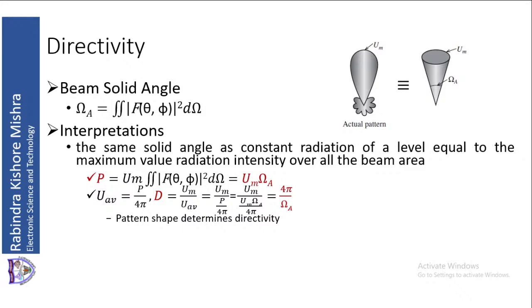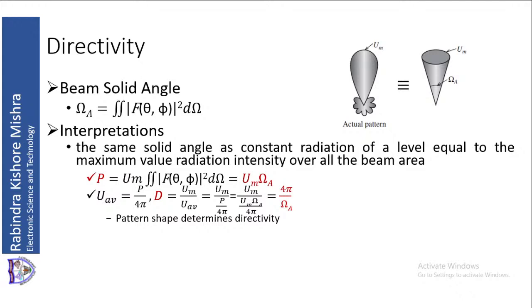So that way we can define P. P, the power, is equal to UM, UM is the maximum radiation intensity, then integration of F square d omega, that we can write as UM into omega A. Omega A is the beam solid angle as we have defined it earlier.